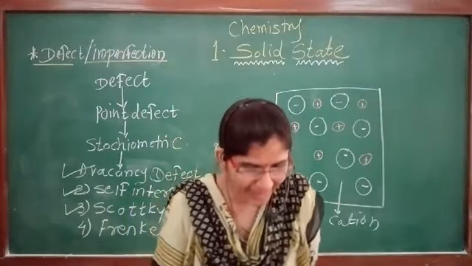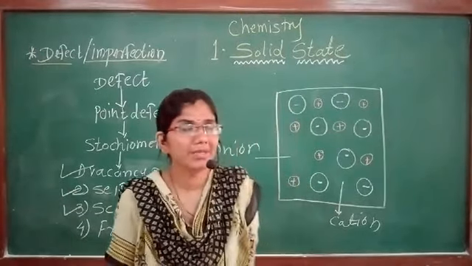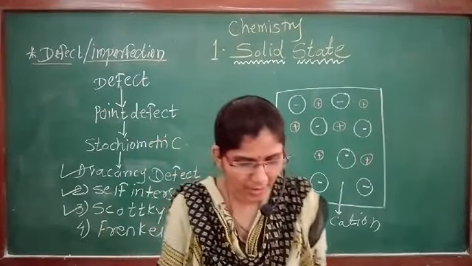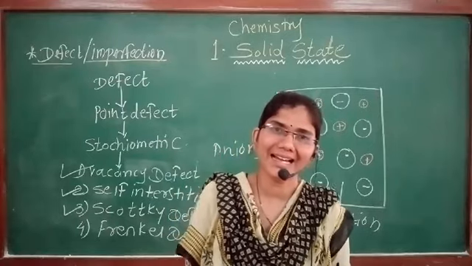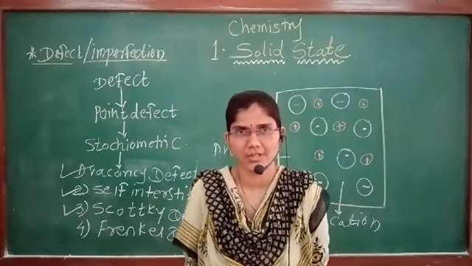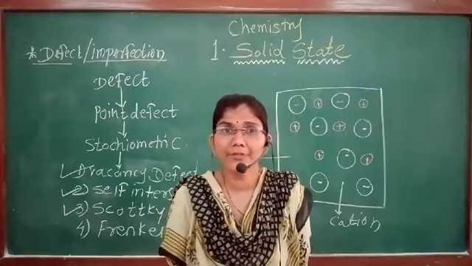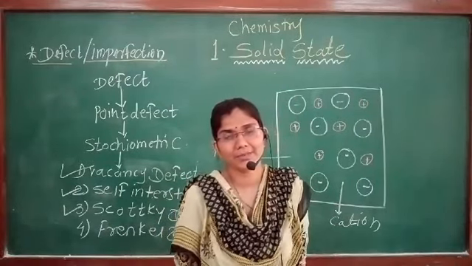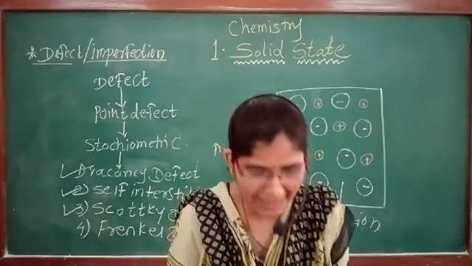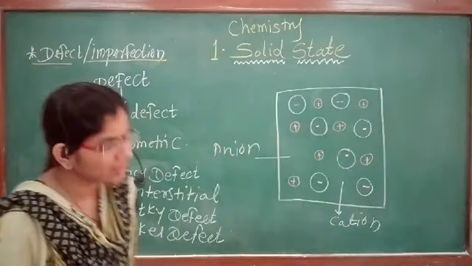For example, the Schottky defect is found in NaCl, KCl and AgBr crystal structures. This Schottky defect is found where there is a small difference between the size of cation and anion, that means in NaCl, KCl and AgBr these defects are observed.